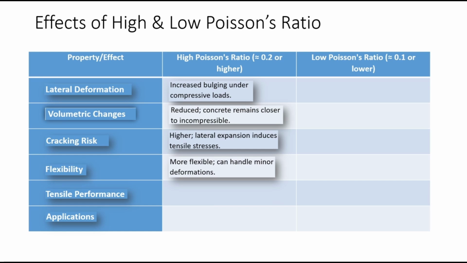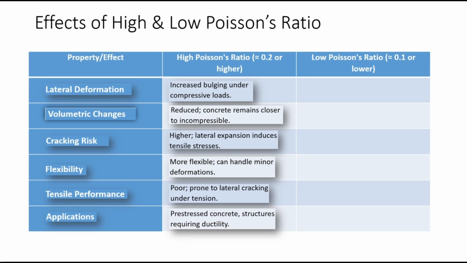A higher Poisson's ratio will make the concrete more flexible, and the concrete will be able to handle minor deformations. A higher Poisson's ratio will make the tensile performance of concrete poor. The concrete will be prone to cracking under tension. In what instances is a higher Poisson's ratio preferred?